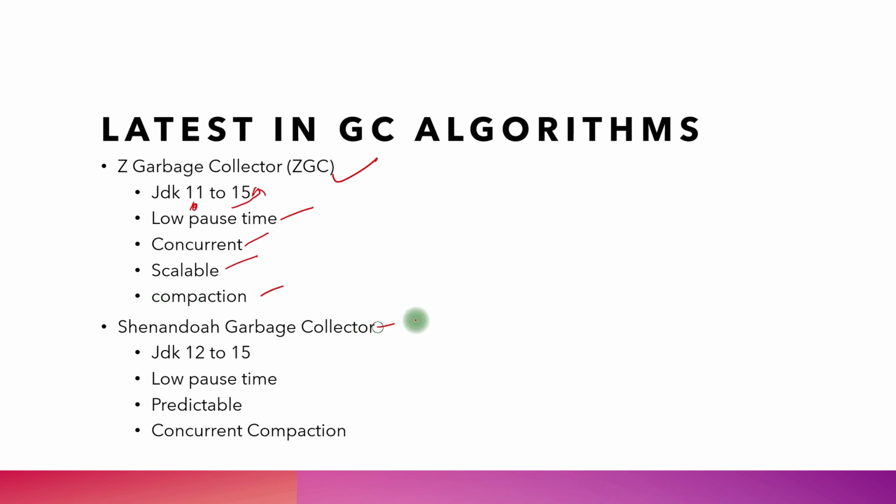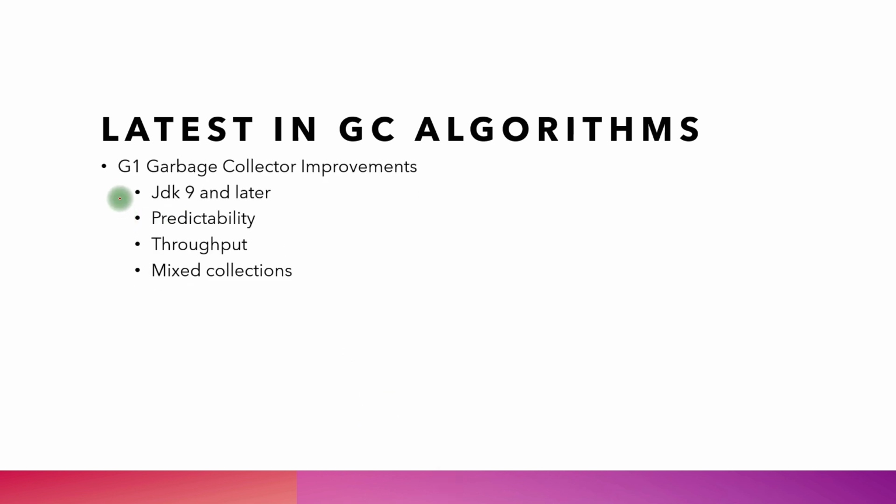The second one is the Shenandoah garbage collector. It was added as an experiment in JDK 12 and became production ready in JDK 15. It has low pause time. It is also predictable, and it has concurrent compaction. The next one is the G1 garbage collector. We already saw this in detail. It was added in JDK 9, and later on it has had many improvements, such as better predictability, better throughput, and mixed collection.